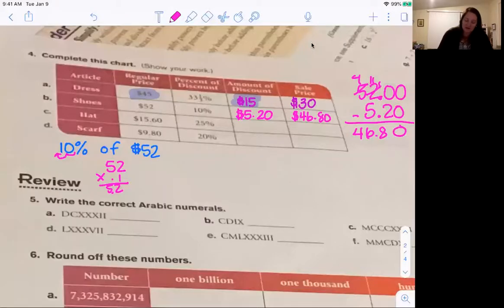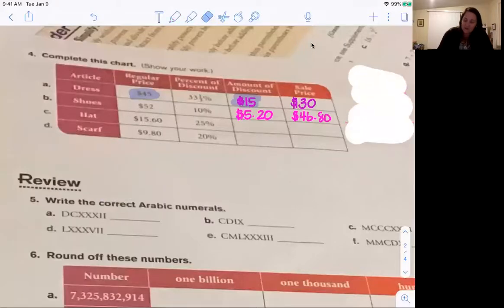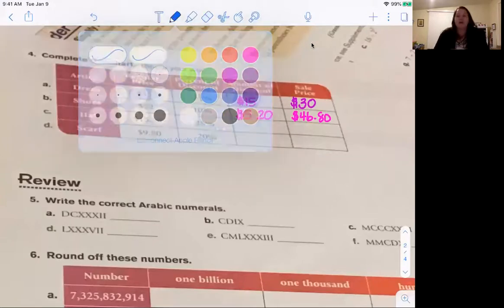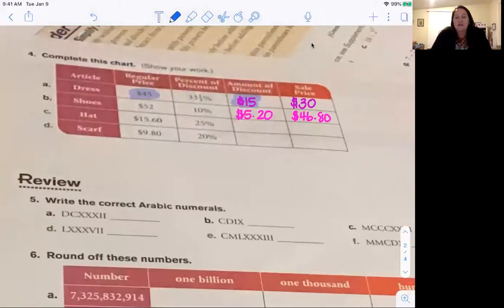Okay, so I'm going to clean this up a little bit so we can continue working. That's why it's important for you guys to have scratch paper in front of you when you're working on math. So a hat costs $15.60 in C, and there's a 25% discount. Now we could do this one of two ways, and I've shown you both of these ways. 25% of $15.60, we can change our percent to a decimal, and we would get 0.25 times $15.60.